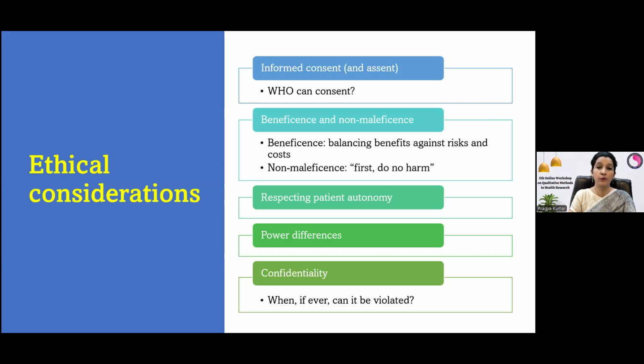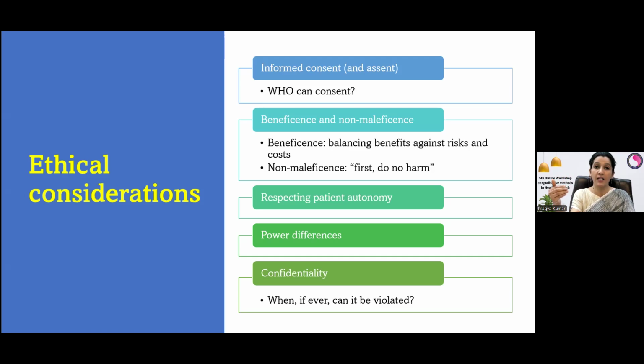While doing the interview, you should keep these two points, beneficence and non-maleficence, in your head. You don't have to do any harm to the person, so you should be very cautious while you ask or pose any question. And you have to respect the patient's autonomy. If the patient doesn't want to respond to a particular question, or says that they don't want this to be recorded, then you should respect his or her autonomy.